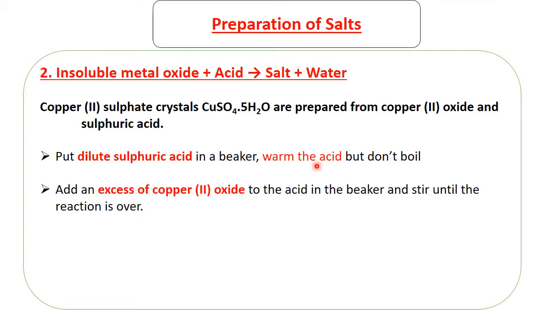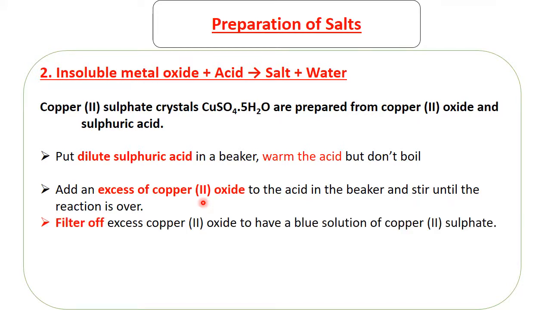When you do that, you add an excess of copper(II) oxide. Remember, copper(II) oxide does not dissolve. So what's going to happen is the copper(II) oxide is going to be reacting with the acid. But you have to add it in excess so that all the acid is used up in the reaction. So you have to keep on adding till they stop reacting, till you still see excess copper(II) oxide, like you're adding but nothing is happening.